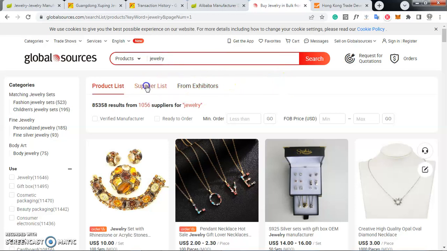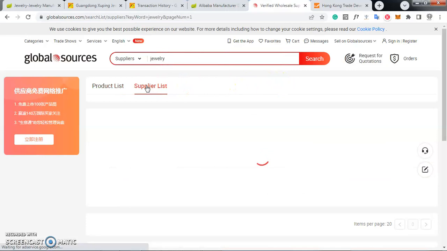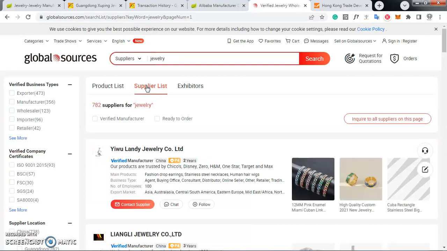So now let's look at the supplier list. When you come to the supplier list, you will see verified supplier, verified manufacturer, and ready to order. What is the difference between these? The ready to order ones are mainly offered by trading companies.